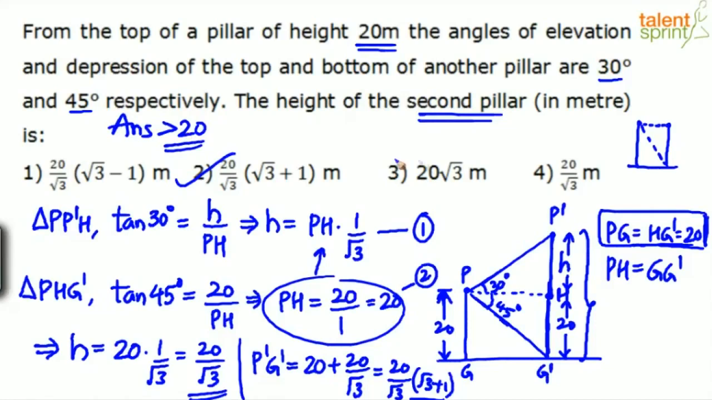Answer has to be greater than 20. Look at the fourth option. Can the fourth option be the answer? No. 20 by root 3 will be less than 20. Yes or no? Root 3 is how much? 1.7, 1.732 approximately. So 20 by 1.7 will definitely be less than 20. Hence, this cannot be the answer. Cancel. Look at the first option. Can the first option be the answer? This 20 by root 3 is already less than 20. That less than 20 is being multiplied by root 3 minus 1. See, root 3 is 1.7. 1.7 minus 1 is 0.7. So it is less than 20.